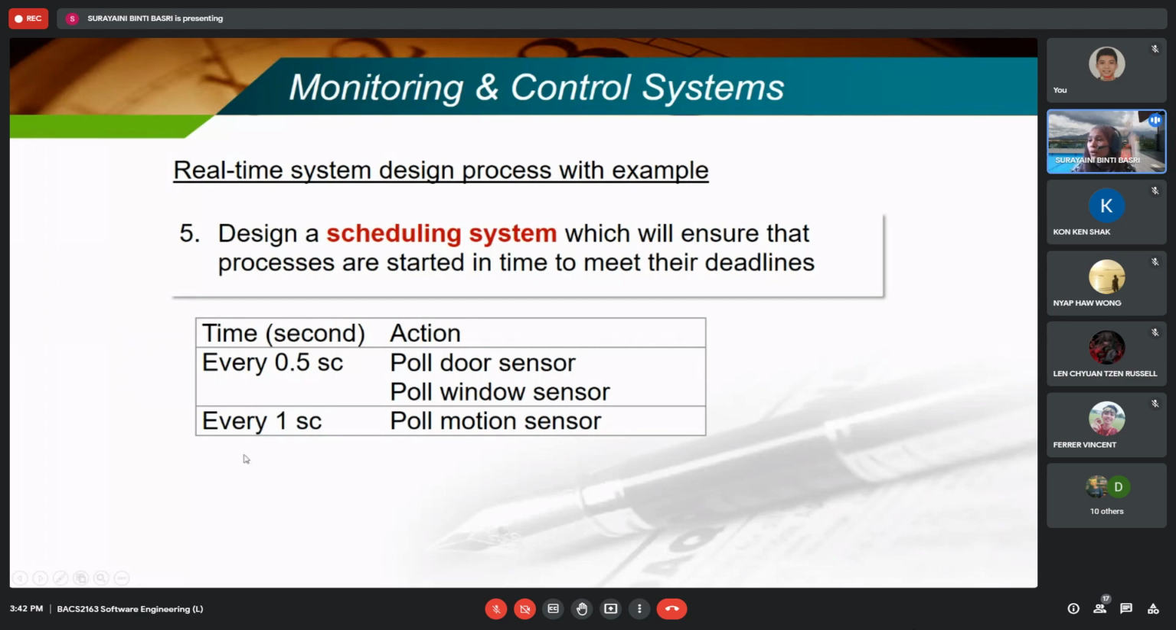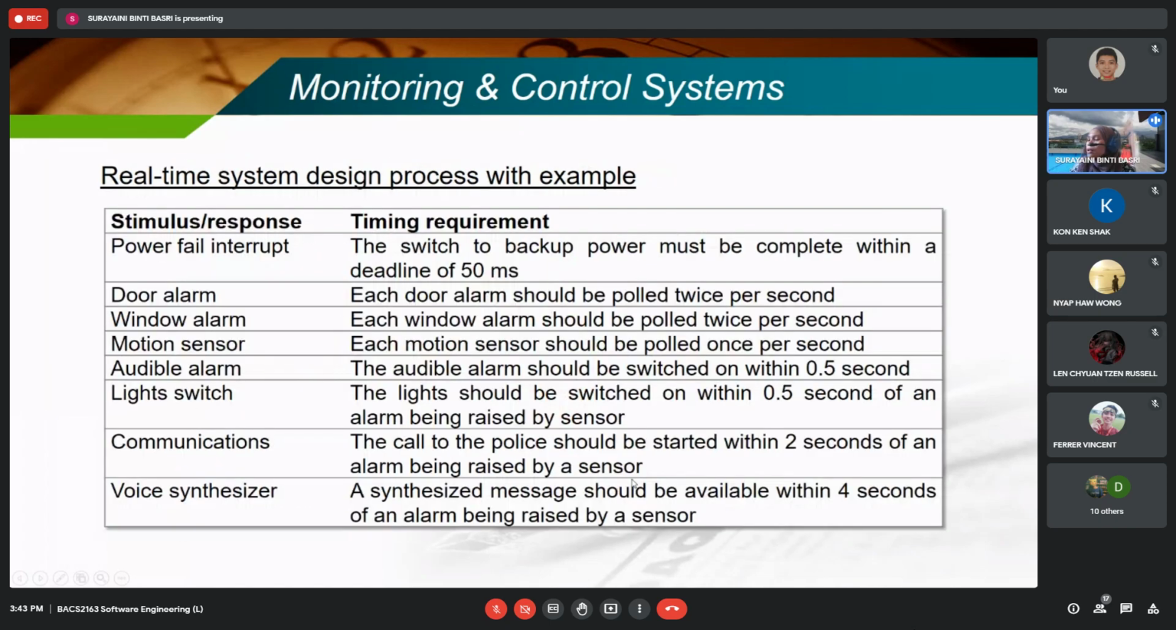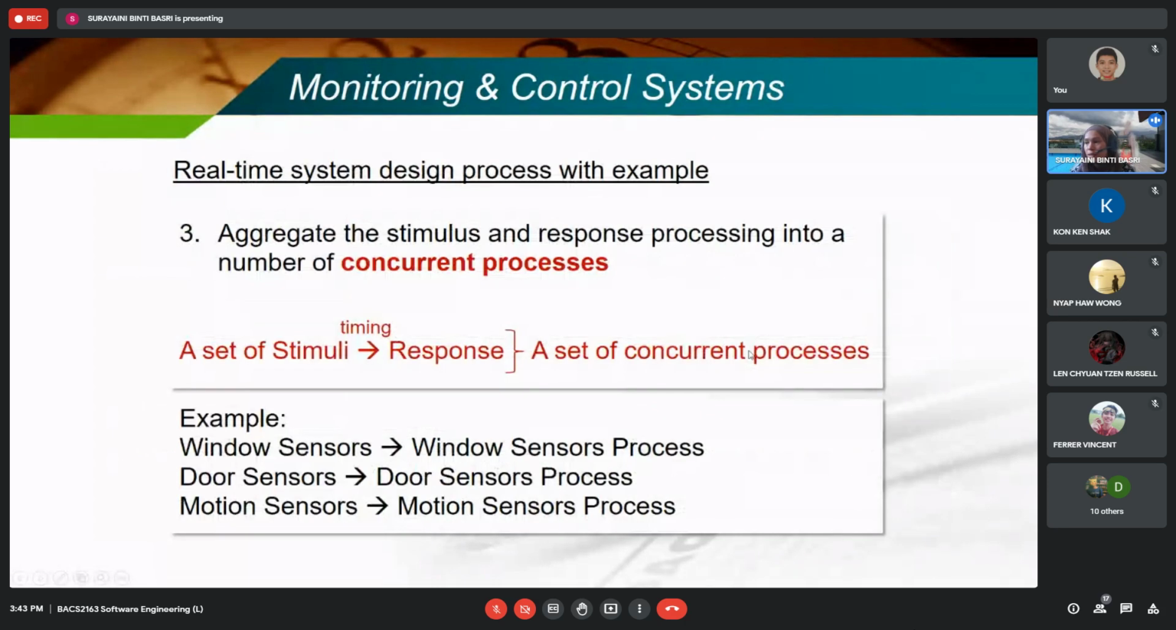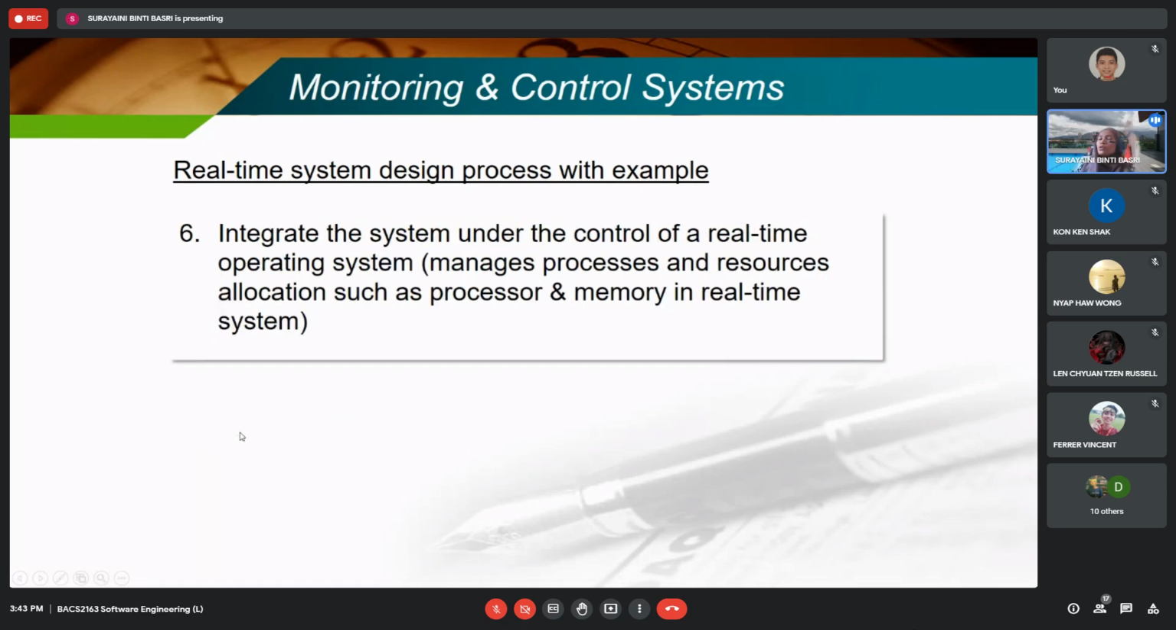For every 1 second, it needs to poll the motion sensor. So if you all see here, it complies with this: door and window alarm twice per second, motion sensor once per second. For every 0.5 seconds, the door and window will be polled. For every 1 second, the motion sensor will be polled.